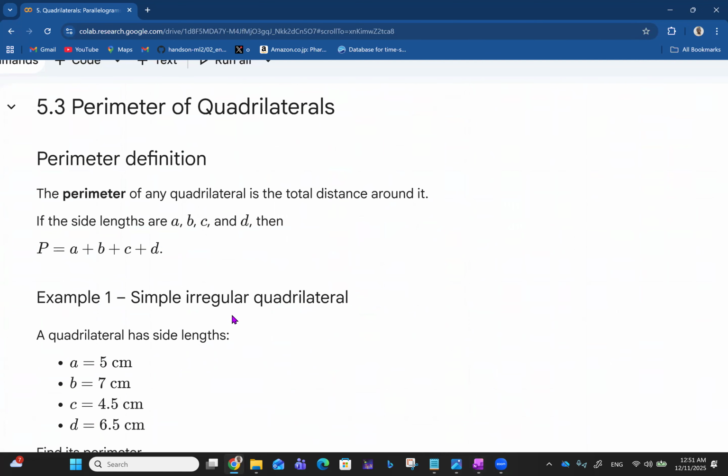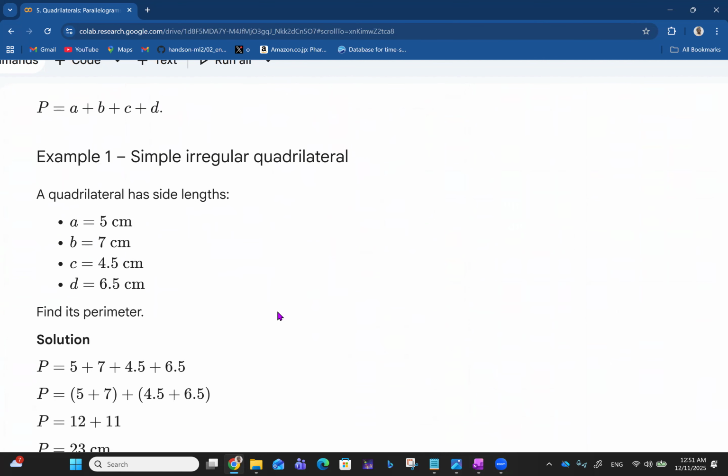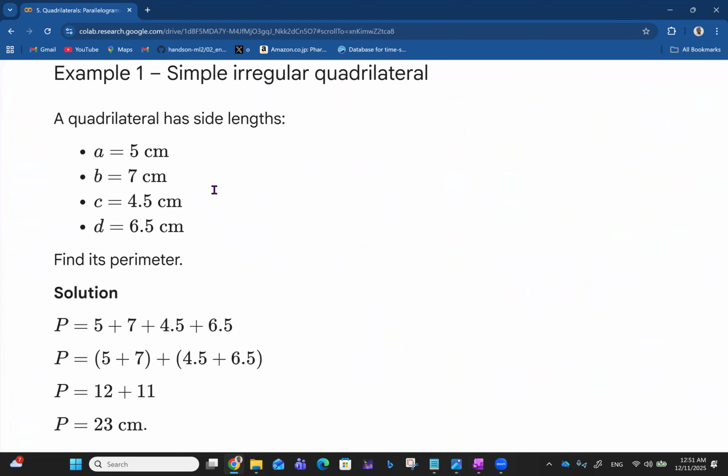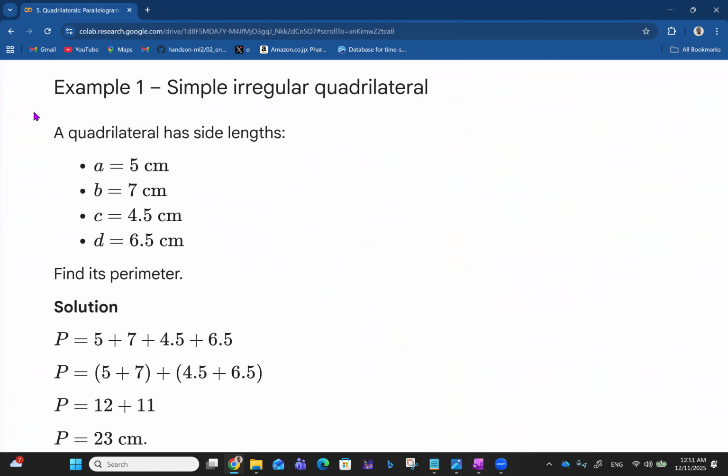So example one now, a simple irregular quadrilateral. Imagine you have a simple irregular quadrilateral with side lengths: A is 5 cm, B is 7 cm, C is 4.5 cm, and D is 6.5 cm.